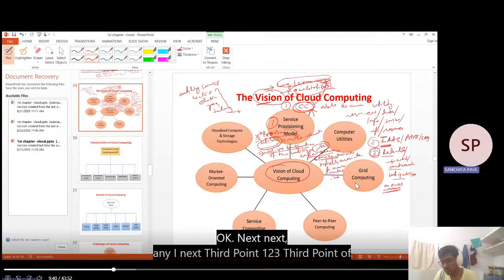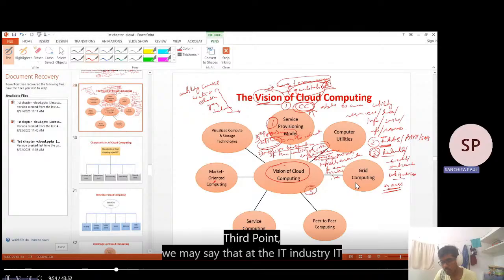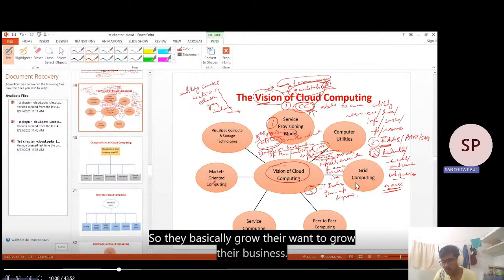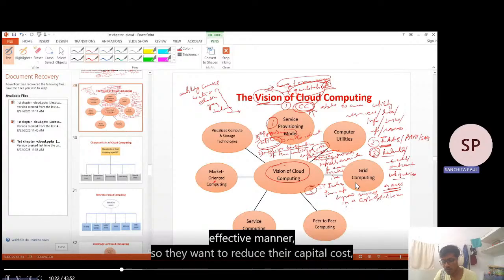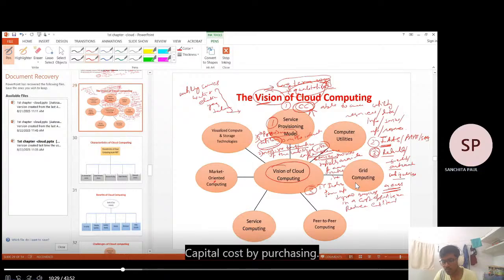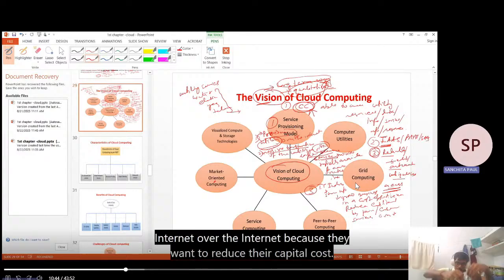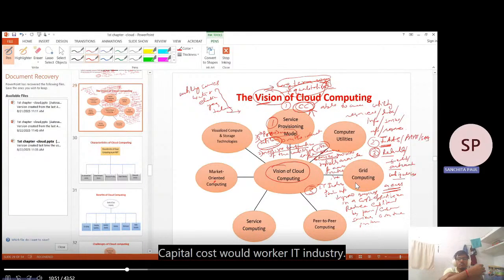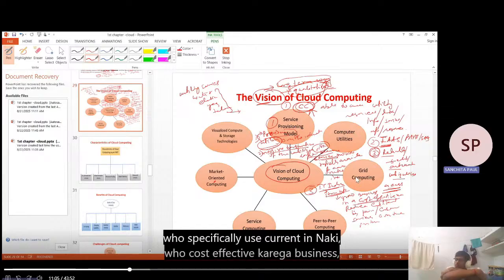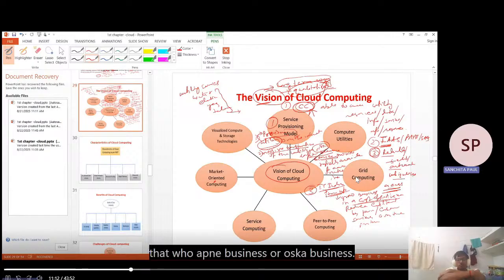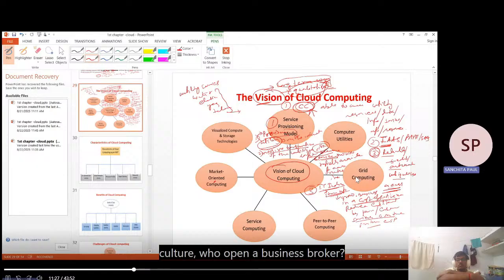Next, the third point of the service provisioning model. We may say that in the IT industry, they basically want to grow their business in a cost effective manner, so they want to reduce their capital cost by purchasing or consuming services over the internet. So they want to reduce their capital cost. The IT company will use that money to grow the business, making the business cost effective rather than spending on capital cost. They can invest that money in their business so that it grows, and the services and resources they need they will take from the cloud service provider through the internet. The money saved on capital cost they will use to grow their business. So this is actually how the service provisioning model works.